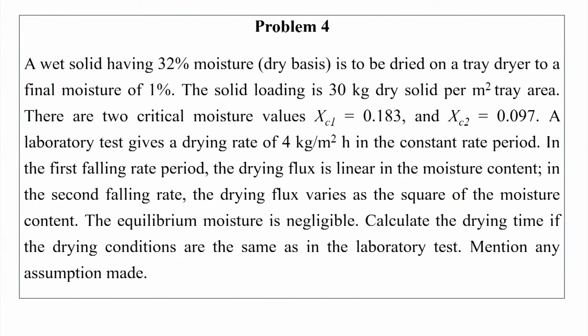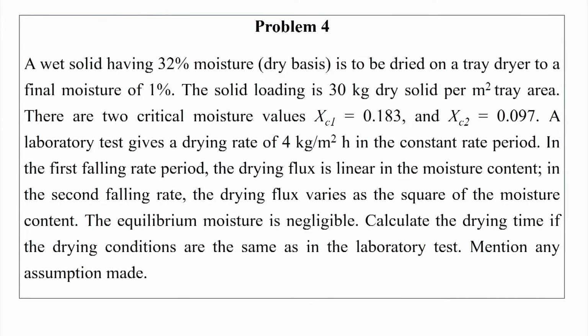Now we will discuss one case where two falling rate periods are there, with the first falling rate proportional to X and the second falling rate proportional to X square. The problem is this: a wet solid having 32% moisture on a dry basis is to be dried on a tray dryer to a final moisture of 1%. This is the requirement of the system. The solid loading is 30 kg dry solid per meter square area, that is, Ss by A is equal to 30 kg per meter square.